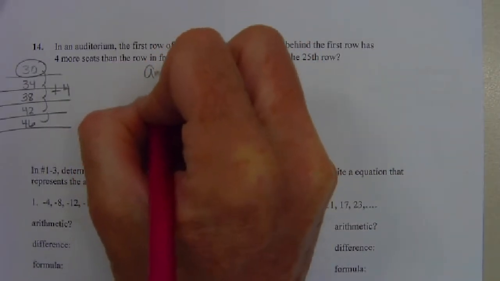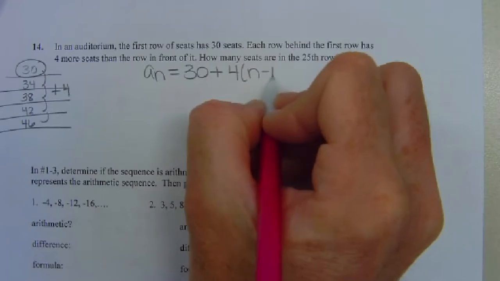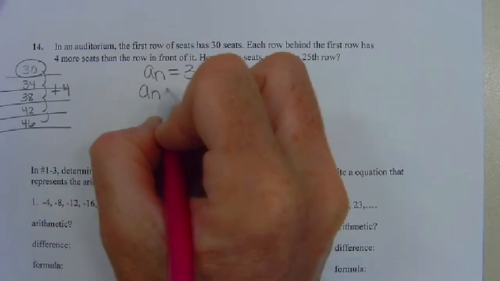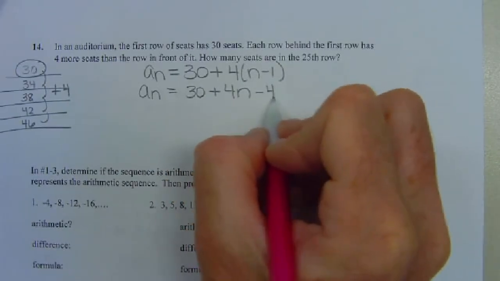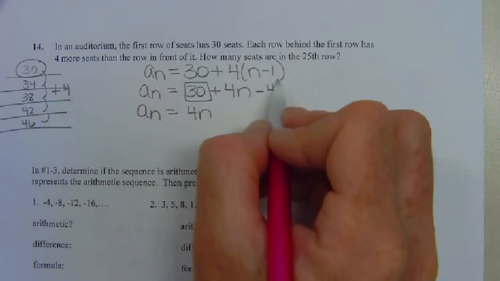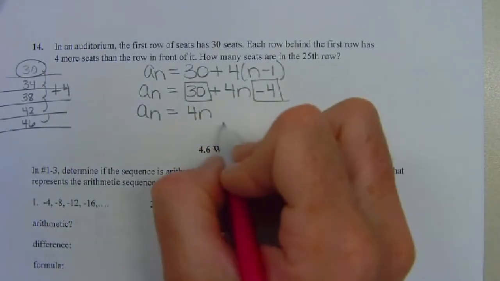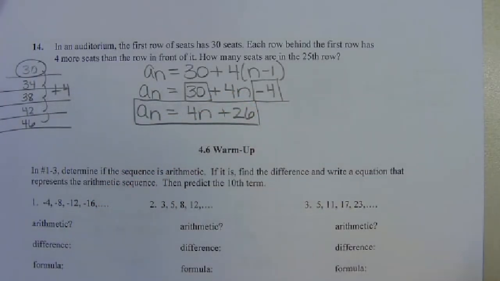So we're going to again write an equation for it. My first term is 30. My difference is 4. So I'm going to distribute the 4, get 4n minus 4. I'm then going to keep the 4n and combine my like terms. 30 minus 4 is 26. So there's my equation. However, they didn't ask for the equation.